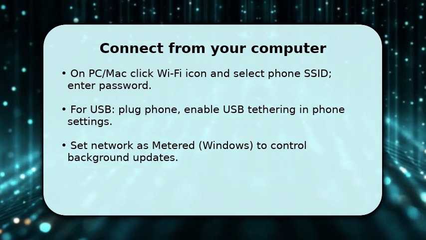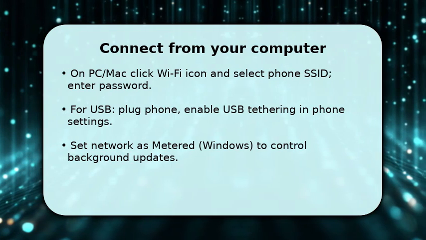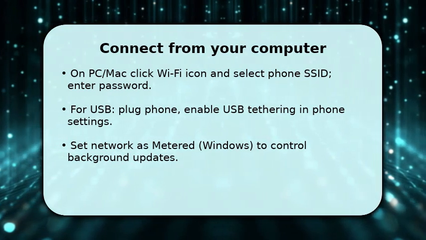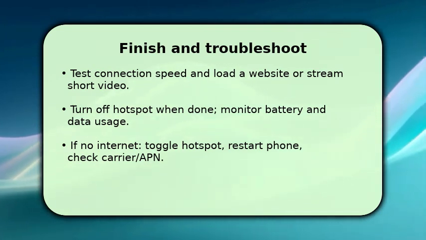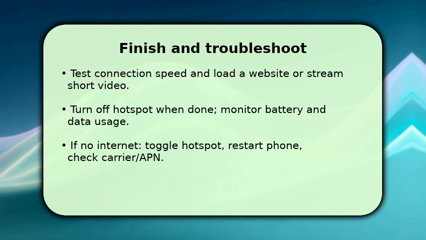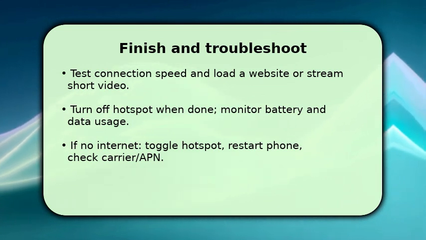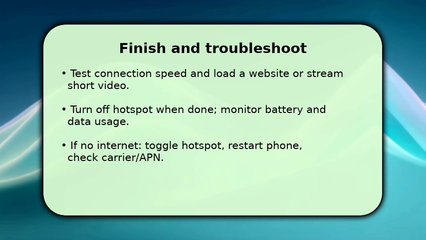Once connected, check the network indicator and open a web page to confirm routing through the phone. Finish by testing the link, load a web page or run a quick speed test to confirm usable bandwidth. Make sure to disable the hotspot when you're finished to save battery and data. If you must keep it on, connect the phone to a charger.